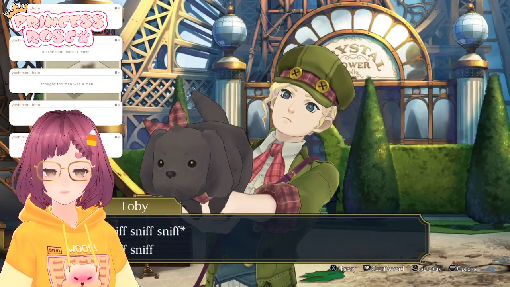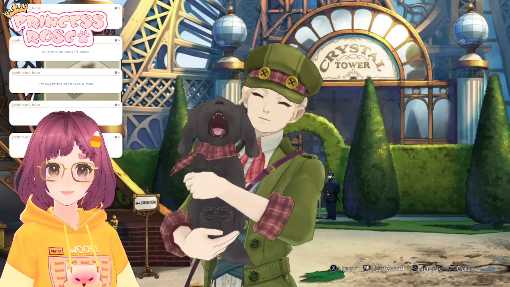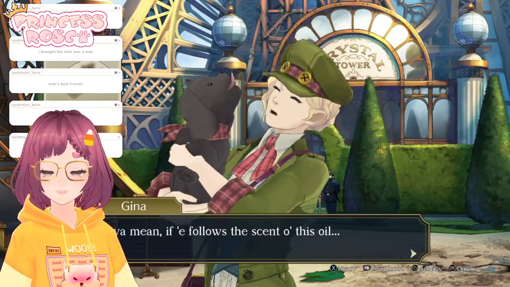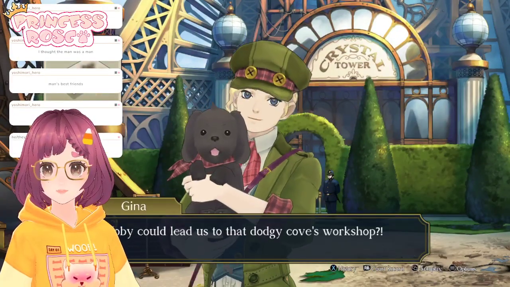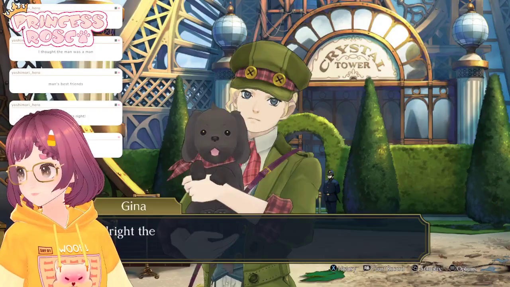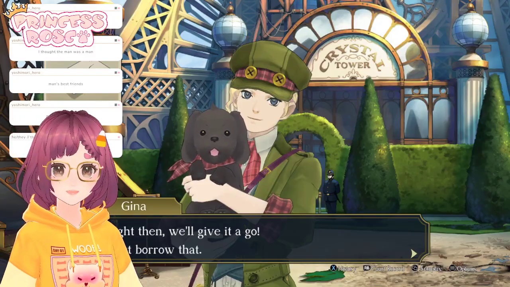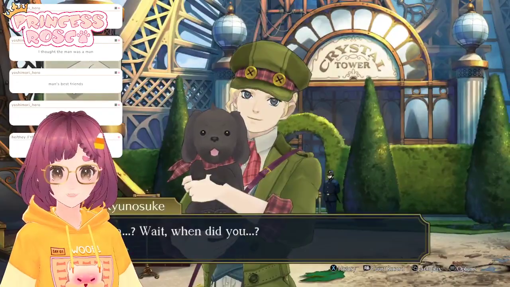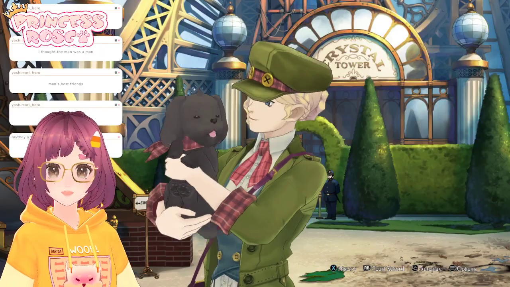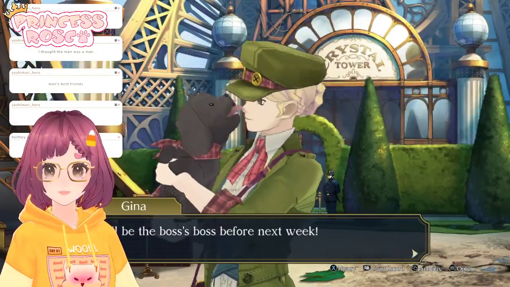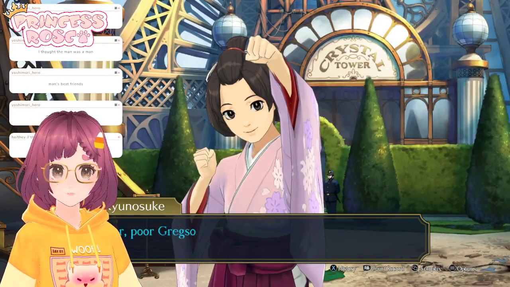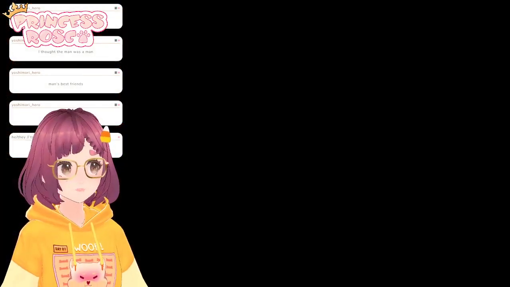Sniff, sniff! Sniff, sniff, sniff! Oh my gosh, incredible. I think he's picked up a scent. So you mean if he follows the scent of this oil, Toby could lead us to that dodgy cove's workshop? That's right. That's exactly what we were hoping. Alright then, we'll give it a go. I'll just borrow that. What? Wait, when did you... Want to pickpocket? If I can lead everyone to that Drubber's workshop, I'll be the boss's boss before next week. Oh yes, Gina. I'm sure you'll be promoted. Poor Gregson. Big sniffer.